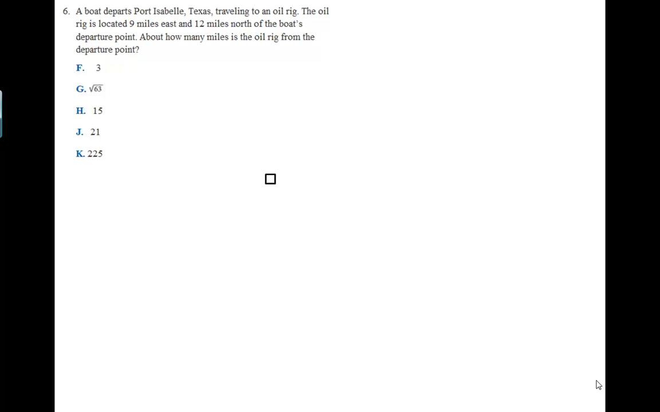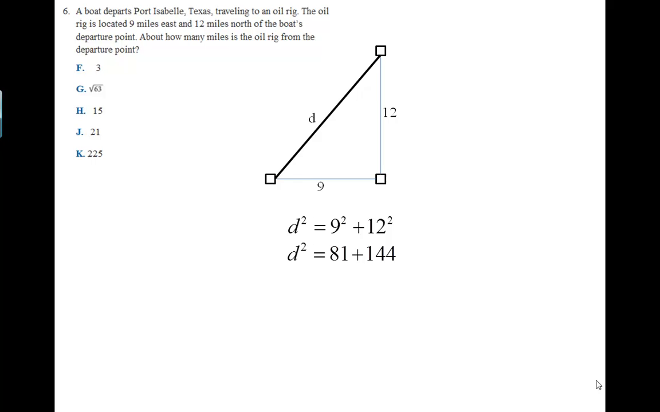I start somewhere. I go 9 miles east. Notice that I label everything. I go 12 miles north. About how many miles is the oil rig from the departure point? Let's call that D. We know by the Pythagorean theorem, 9 squared plus 12 squared equals D squared. D squared equals 81 plus 144. D squared equals 225. D equals 15.